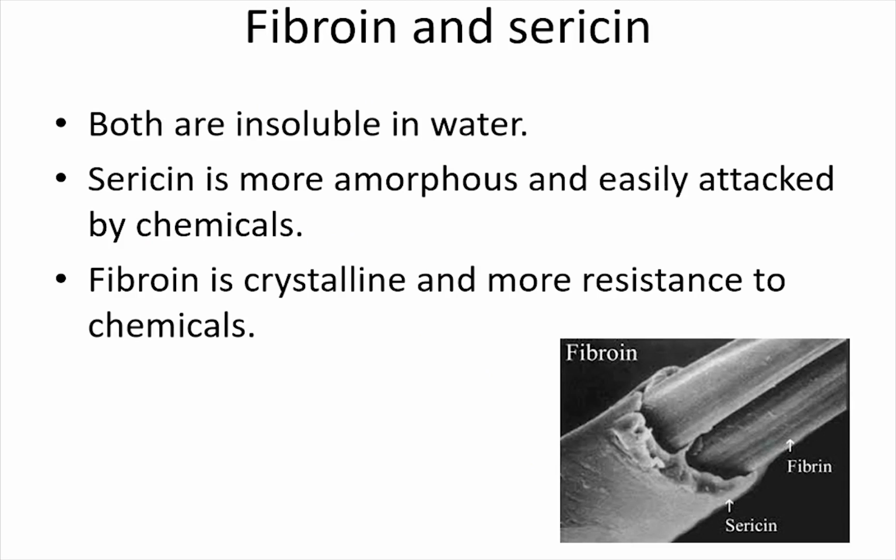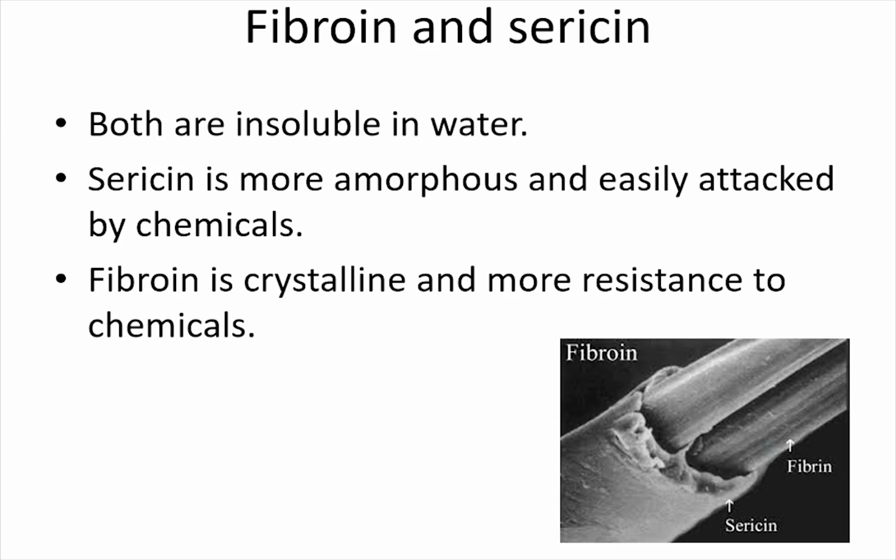Normally, the silk fiber is composed of fibroin and sericin. Fibroin is the main fiber content and sericin is a gum, and both are insoluble in water. Whereas sericin is more amorphous in nature and it will be easily attacked by chemicals. So you can easily hydrolyze or solubilize the sericin gum compared to fibroin, because fibroin is more crystalline in nature and it resists chemical attack, and dissolving fibroin is difficult compared with sericin gum.